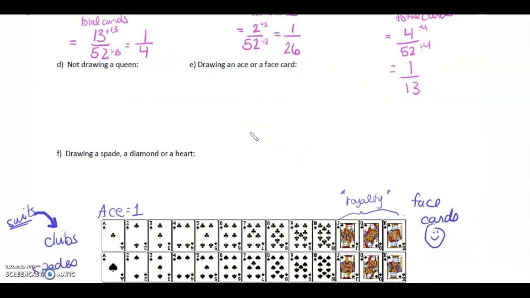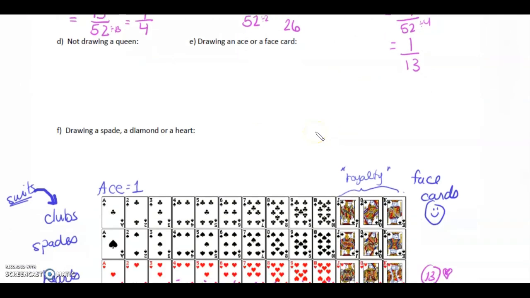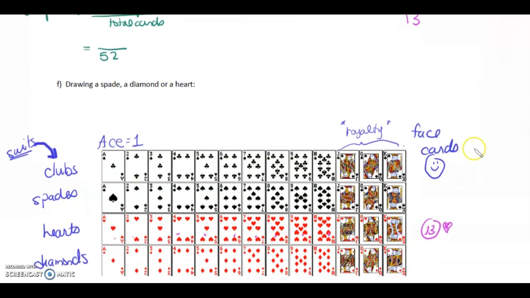Okay, D. What's the probability of not drawing a queen? So this is going to be the probability of not queen. We're going to calculate the number of not queens over the total cards, so of course it's going to be over 52. So let's take a look at these cards.